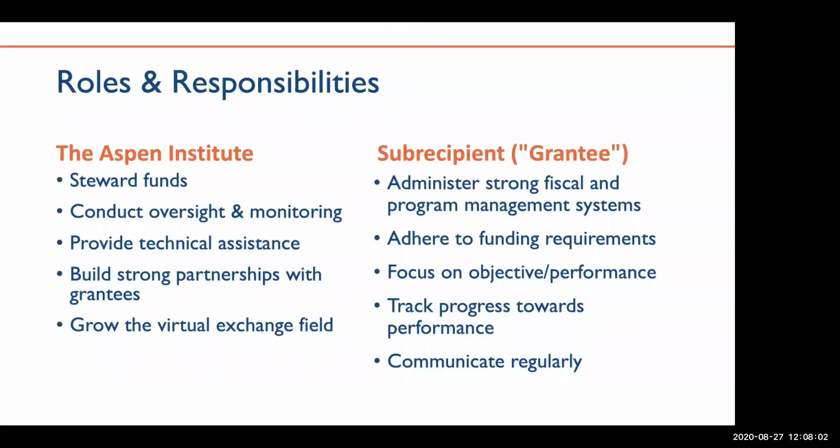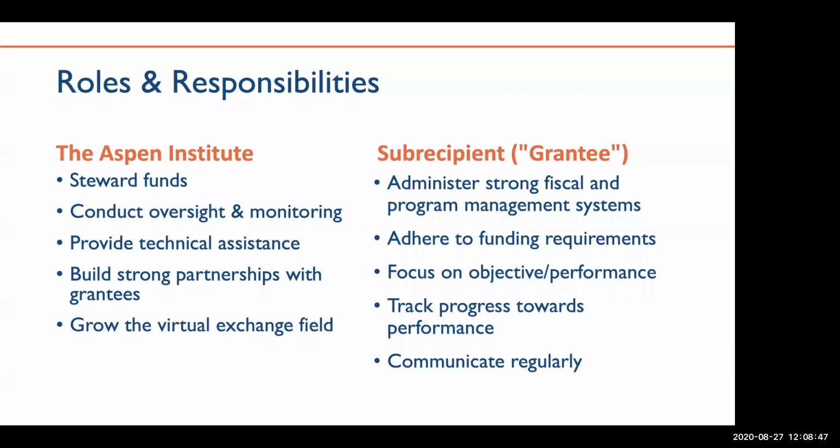So just to paint the picture further of how this relationship works, we have the U.S. Department of State as the initial funder, which provides funds to the Aspen Institute's Stevens Initiative. The Stevens Initiative at the Aspen Institute is responsible for distributing these funds as grants, then conducting oversight and monitoring of its grants. We provide technical assistance to grantees, and we build strong partnerships with grantees, as well as the broader virtual exchange field, all in an effort to grow and expand the virtual exchange field.